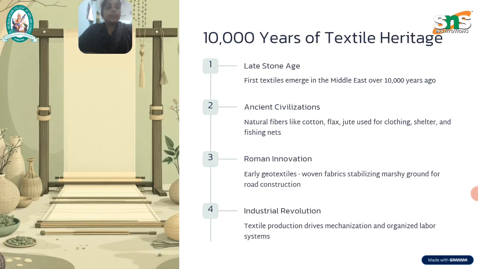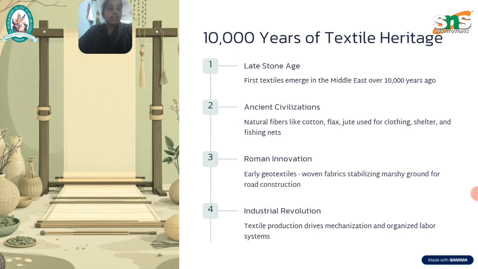Next one is 10,000 years of textile heritage. First, the late Stone Age: the first textile emerges in the Middle East over 10,000 years ago. So this is the first and basic structure, the starting base.